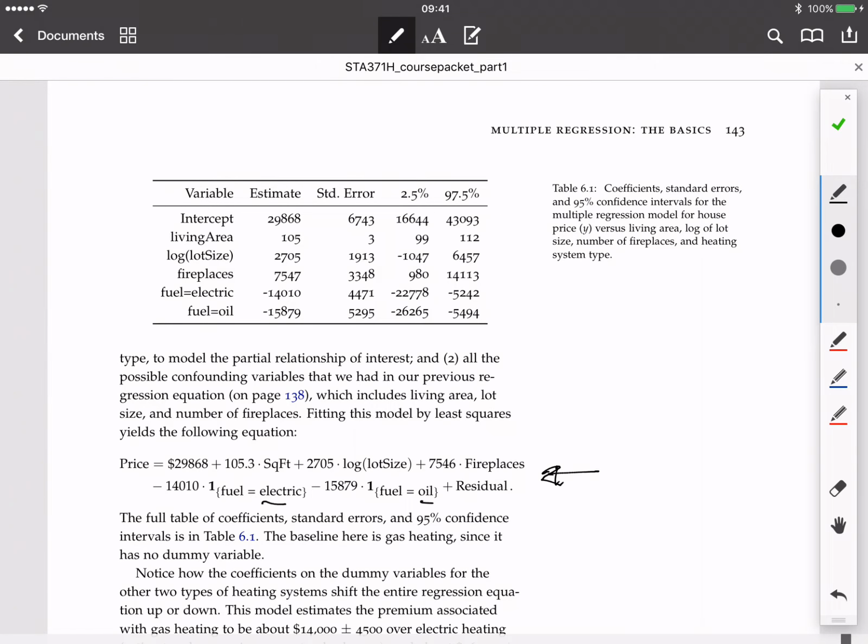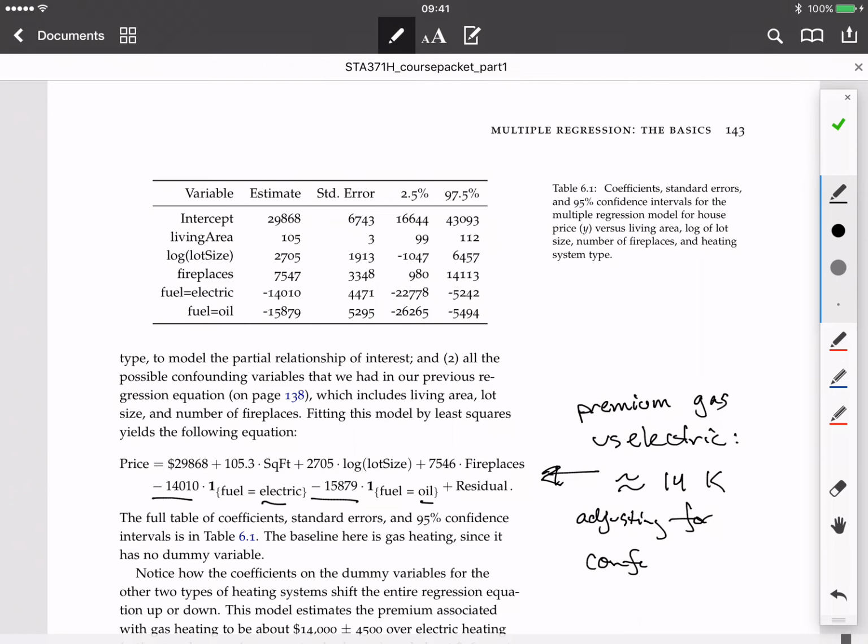And these coefficients are both negative right here, suggesting that the premium for gas versus electric heating, instead of like $65,000, looks to be about $14,000 right here, based on this dummy variable coefficient, adjusting for confounders. And that's a key thing. And what confounders are we adjusting for? Well, they're whatever else appears in the regression equation: square footage, lot size, and number of fireplaces.